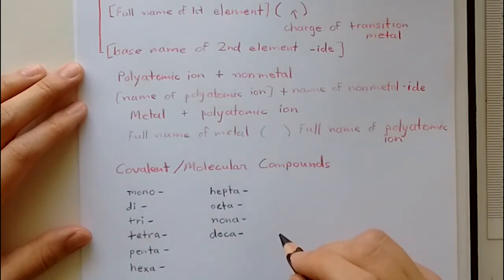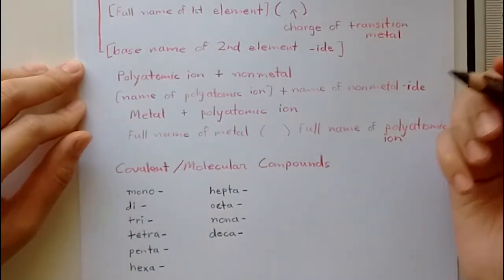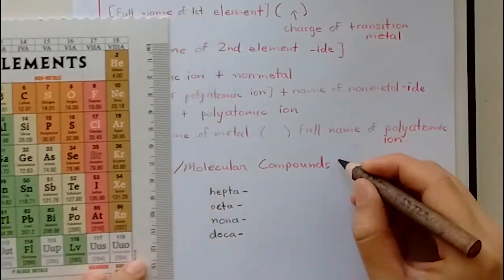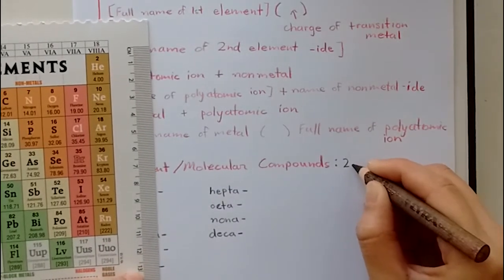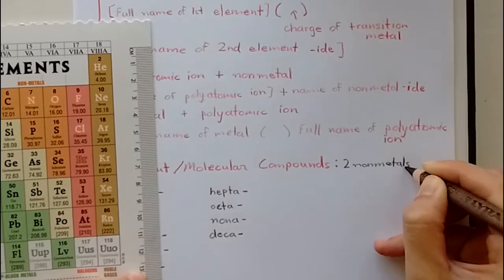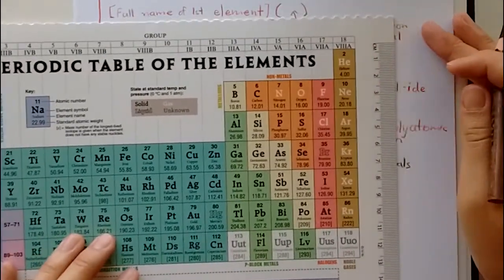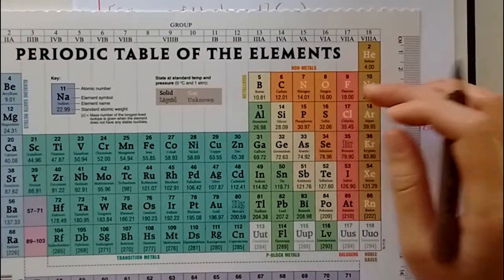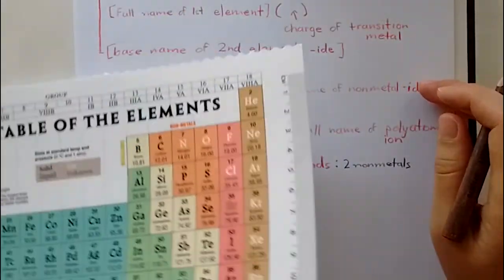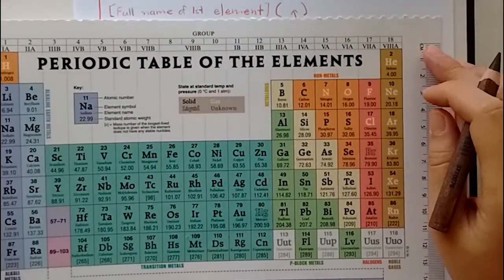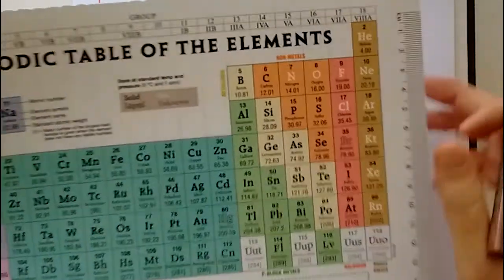Okay, so to name a covalent compound, first let's see what a covalent or molecular compound is. So this will be made up of 2 nonmetals. When you see a compound made up of elements only from the nonmetals, then you'll know that it's a covalent or molecular compound. So pay attention to where the elements are so that you can know their type.